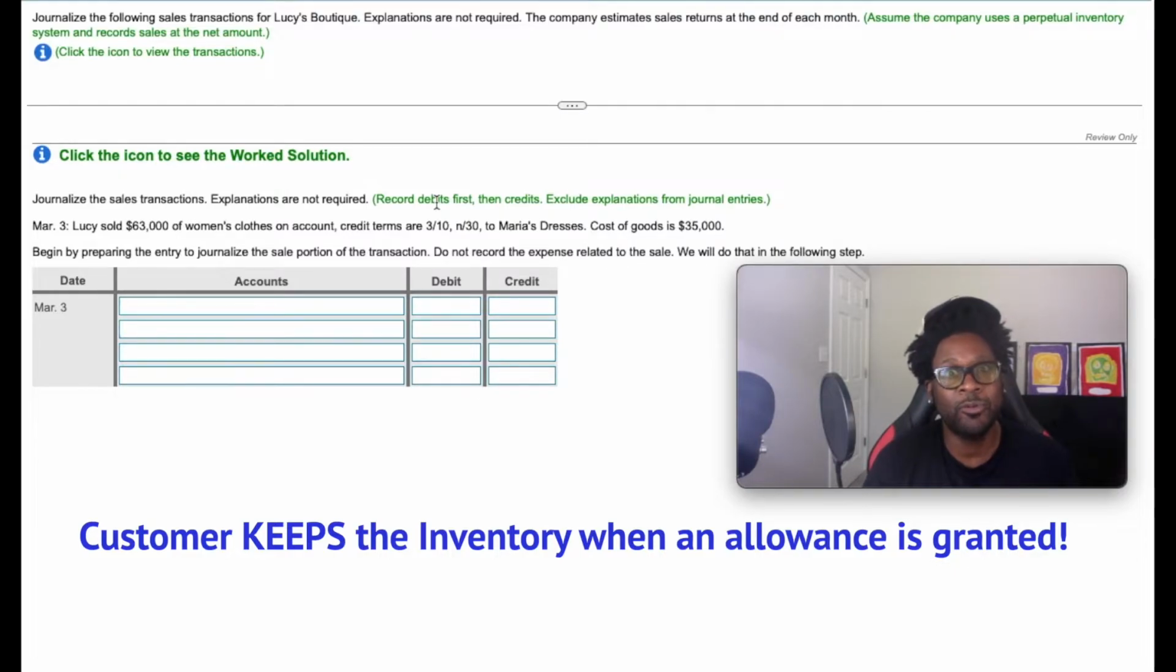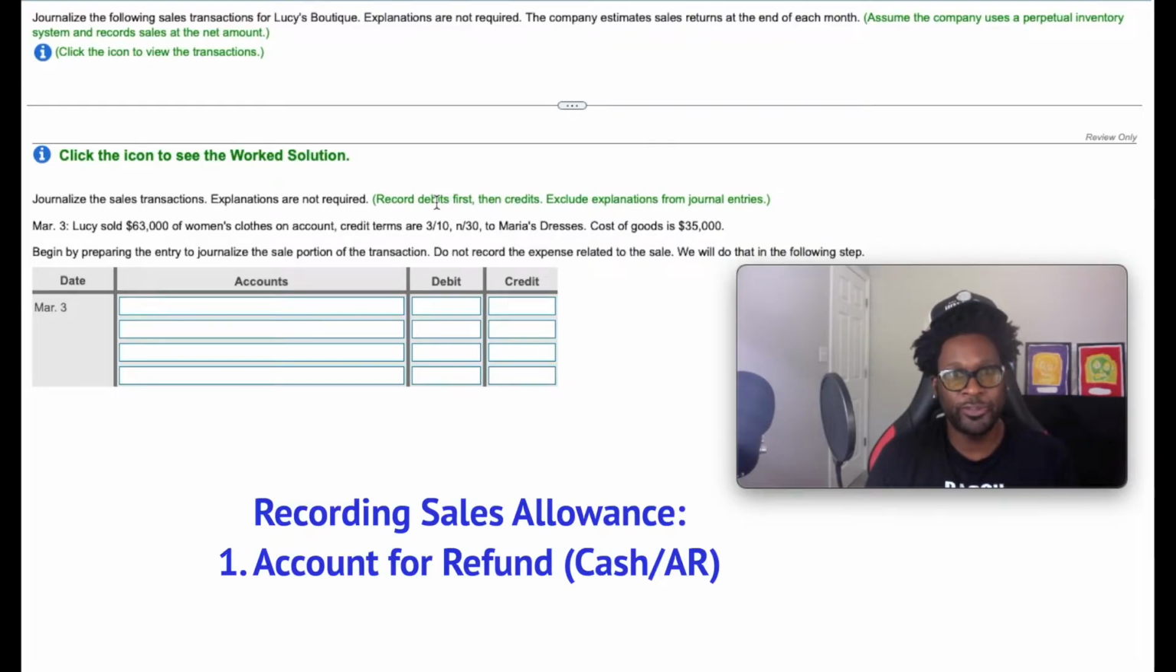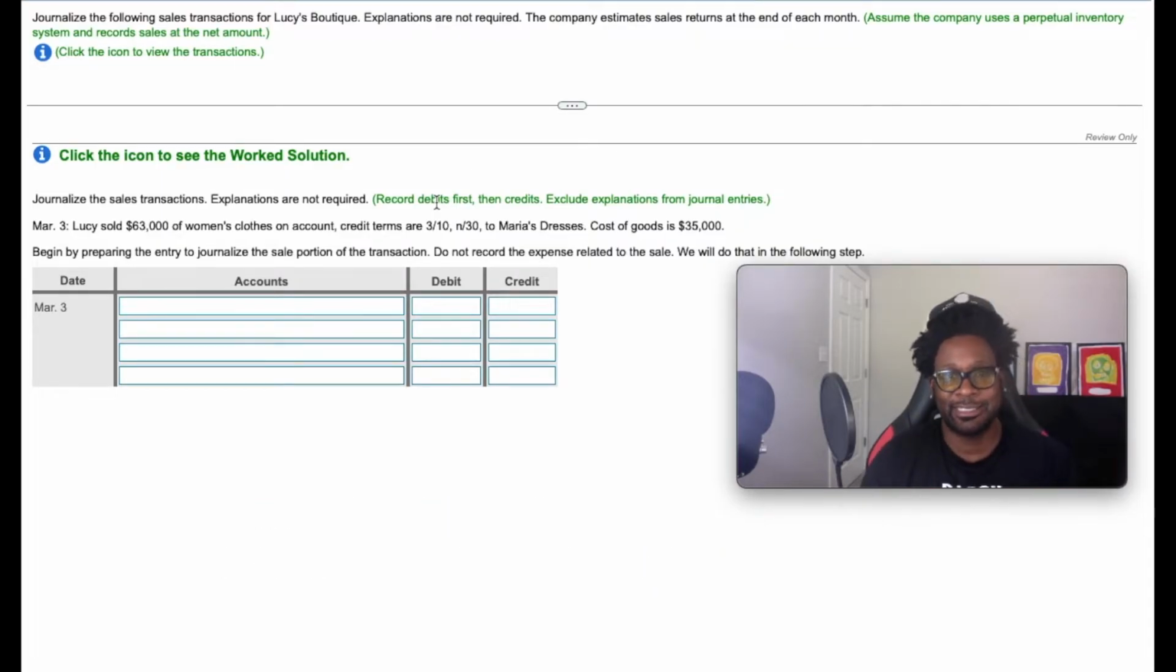And we know that when we have a sales return, we have two separate transactions that must be accounted for: one for the inventory and one for the actual refund. However, since no inventory is being brought back from the company standpoint when an allowance is granted, we just have one transaction that affects the actual refund. So with that being said, let's attack this problem.